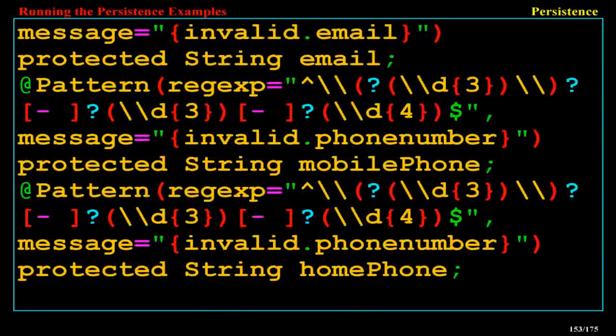Email protected string email, pattern regexp equal D3, D4 $, message equal invalid. Phone number protected string mobile phone, pattern regexp equal D3, D4 $, message equal invalid. Phone number protected string home phone.